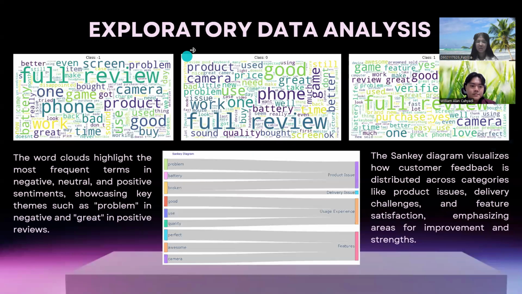For the exploratory data analysis, we began by exploring the dataset. A Sankey diagram helped us understand how customer feedback flows across categories like product issues, delivery problems, and feature satisfaction. Word clouds visualize frequent terms in different sentiment classes. For example, problem appeared prominently in negative reviews, while great dominated positive reviews. These visuals guided our understanding of customer priorities and areas for improvement.